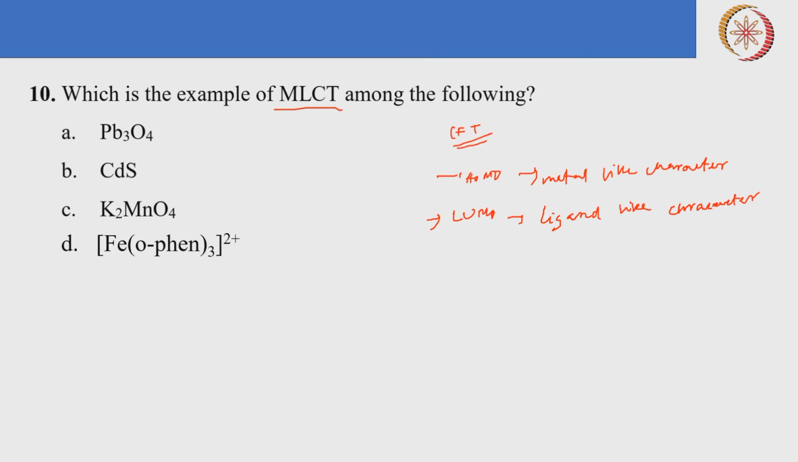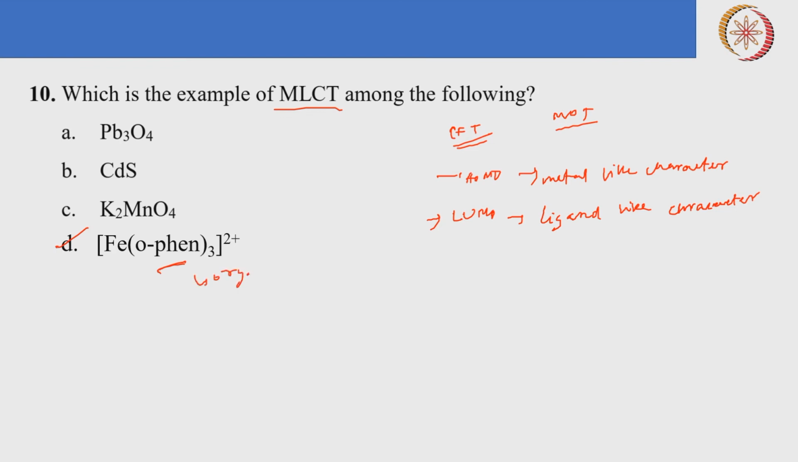So if you attend a crystal field theory (CFT) course or somewhere, then you can easily understand what is metal-like character and what is ligand-like character, or molecular orbital theory. So those things also you can get to know.